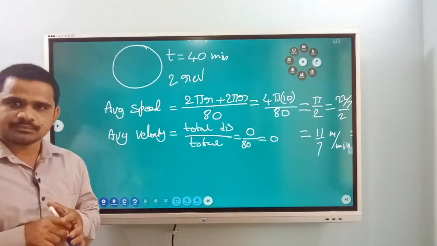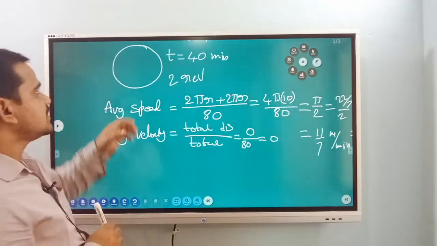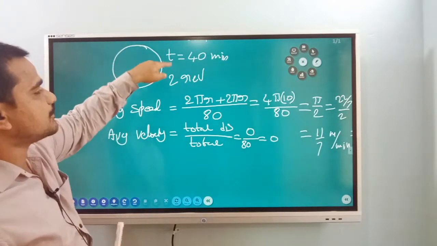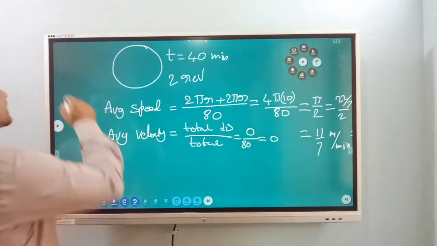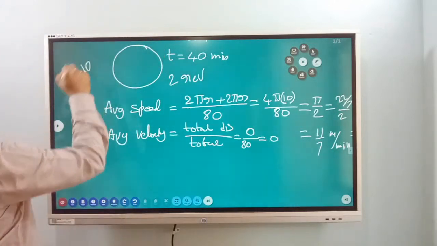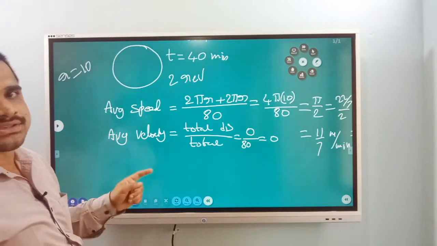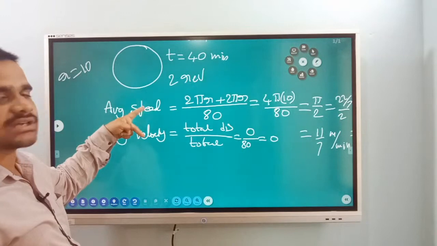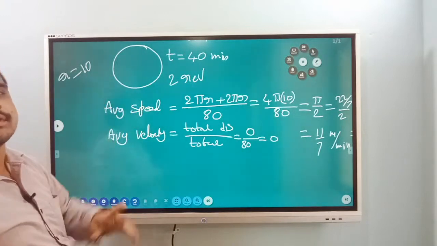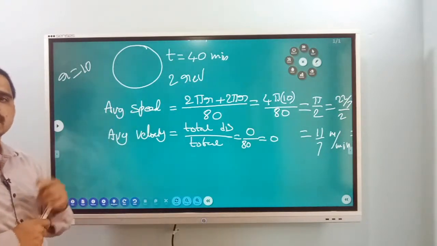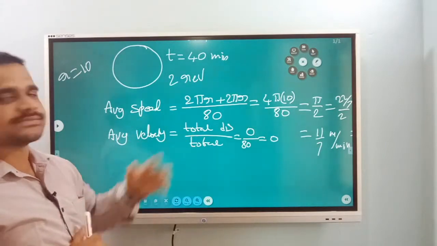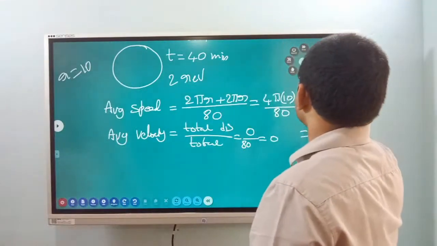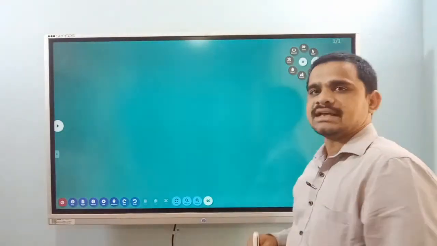This is one example. I'll tell you one more time. A man is walking in a circular track of radius 10 meters, and he completed two revolutions. For completing one revolution he takes 40 minutes. After completing two revolutions, what is the average speed and the average velocity? Average speed uses total distance over total time, whereas average velocity uses displacement. These are some examples based on average speed and average velocity.